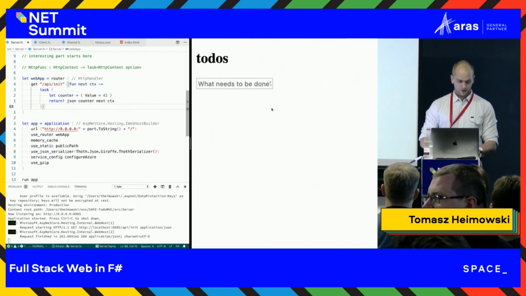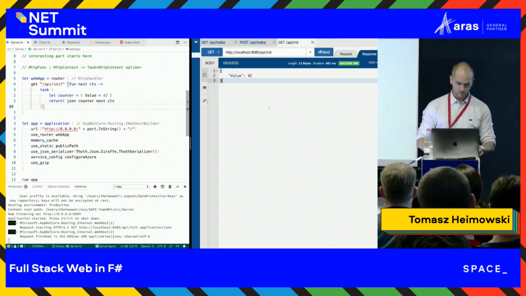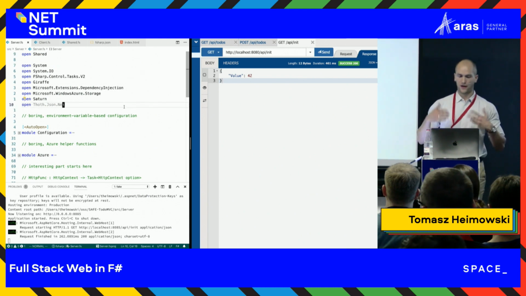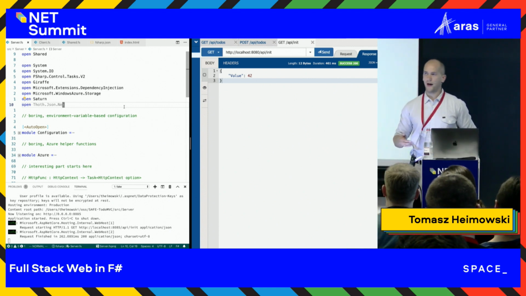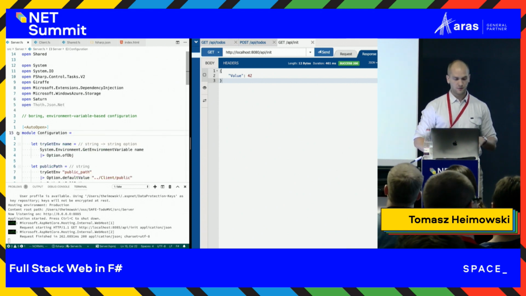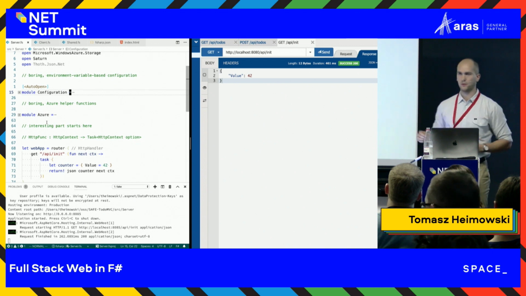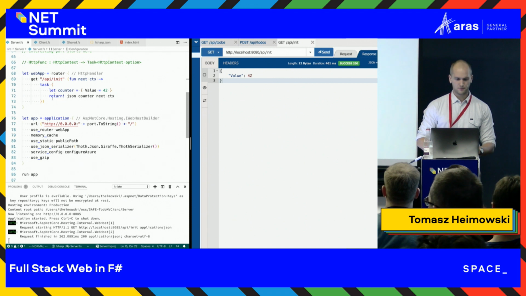So the first thing I do is go in my browser to an HTTP client extension to show you what invoking HTTP calls looks like. On the left-hand side in my editor, I have the server.fs file open with F# sources. I'll not go through every detail because we don't have enough time for that. There are some boring modules over here for configuration and Azure helper functions because we'll be using Azure next. But the most interesting part starts here.